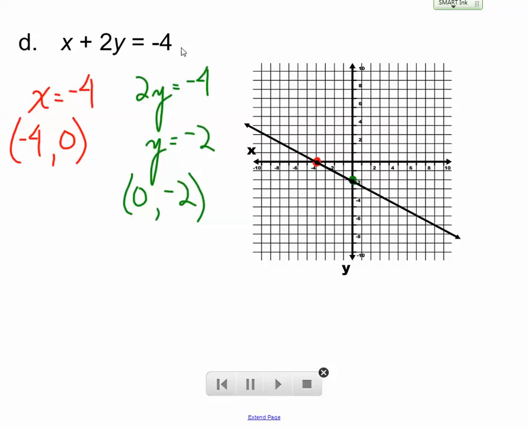Okay, so a point like, let's see here, it looks like (2, -3) goes through this line. Well, all of these points that are on this line work in this equation. Let's just leave it at that.